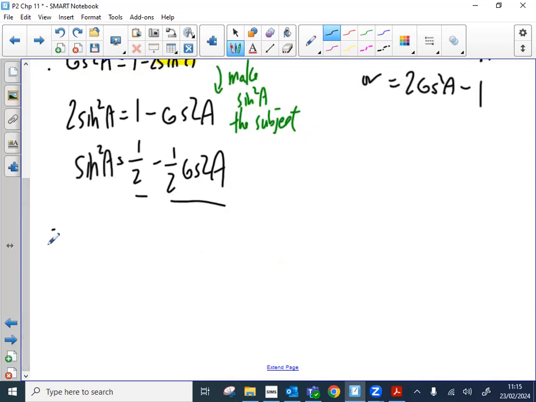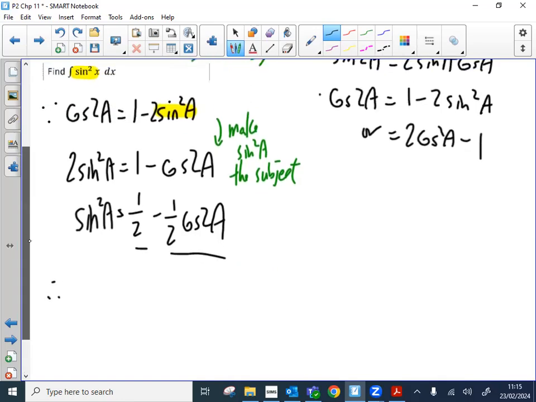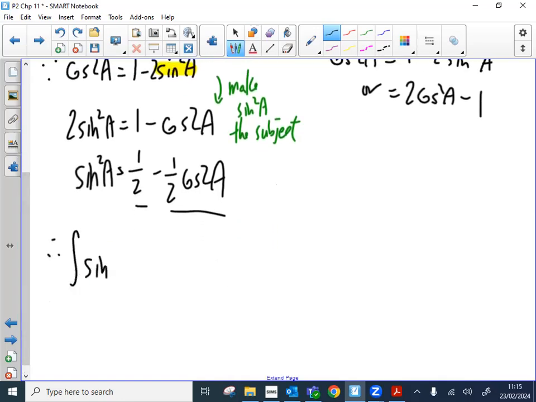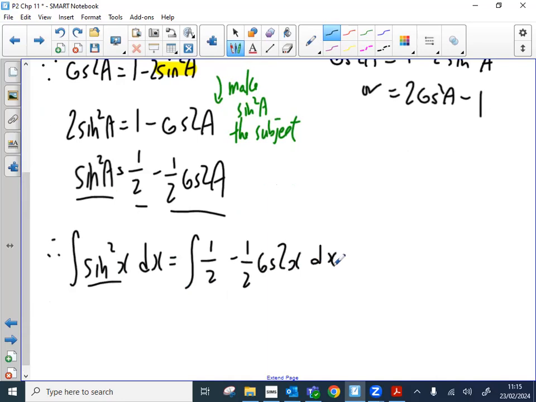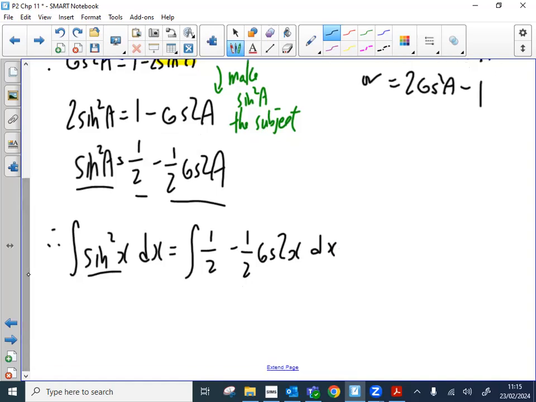So once I've made sine squared a the subject, I can replace. The question was the integral of sine squared x. Now I can rewrite it as the integral of, instead of sine squared x, a half minus a half cos, not 2a, 2x, okay, dx. That's how we can use the double angle formula identities.